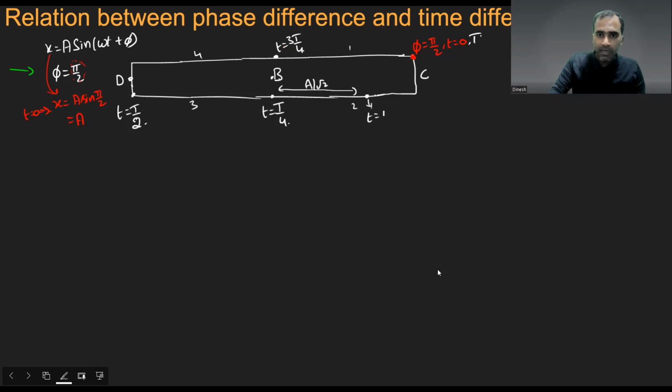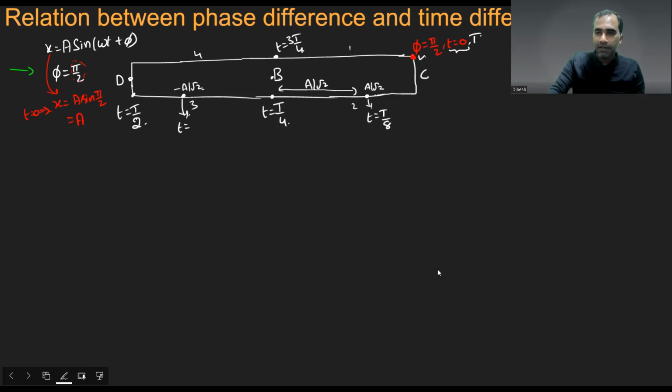So what is the time? T by 8. Now tell me what is the time at which it gets to the same A by root 2 point? This is minus A by root 2 point. This is plus T by 4, sir. What is the time taken? From A by root 2 only, no, sir. From here. This is the starting position. This is the reference. From here you have to measure.